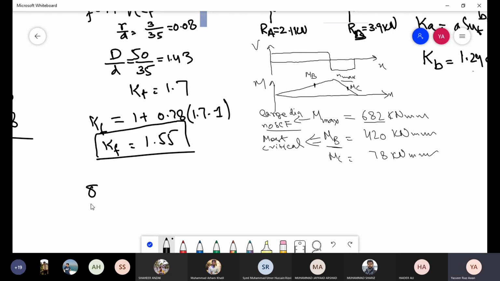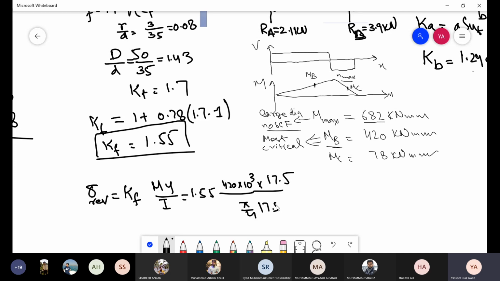So now we can find the fully reversible stresses by using Kf, M, Y, what? I, so that gives you 1.55 and 420 into 10 to the power 3 multiplied by Y 17.5 and I would be 5 by 4 by 17.5. So that would give you the maximum stress of about 154.6 megapascal.